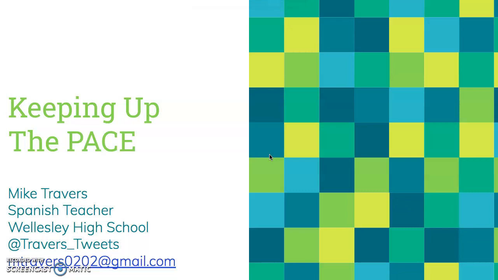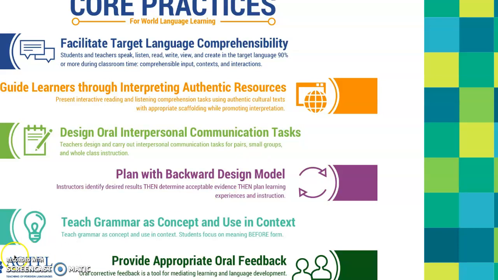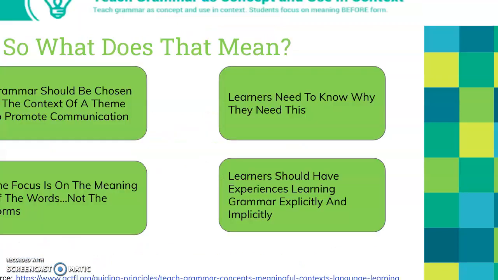So, up till now, we've been talking a lot about what is inductive grammar, what is deductive grammar, and now we're going to actually see what it looks like in terms of classroom practice. As a reminder, we're talking about these core practices, specifically number 5, teaching grammar as a concept and using it in context. And I think you're going to actually see how a lot of these other ones help us to be able to do this idea.